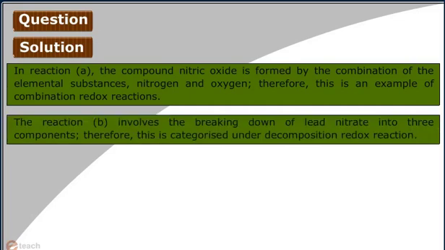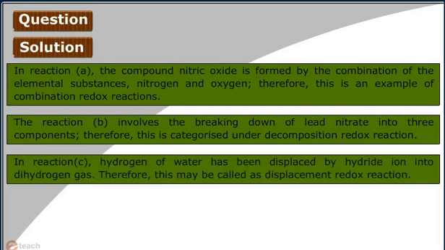Reaction B involves the breaking down of lead nitrate into 3 components. Therefore, this is categorized under decomposition redox reaction. In reaction C, hydrogen of water has been displaced by hydride ion into dihydrogen gas. Therefore, this may be called a displacement redox reaction.